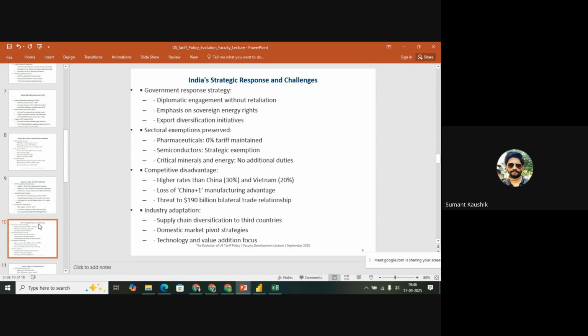Next is the part of industrial adaptation. So supply chain diversification to third countries, I have already mentioned. Some domestic market pivot strategies. And now there are the domestic reforms, such as the GST reform, through which the government has tried to increase domestic demand by reducing indirect taxes in the form of GST. In this manner, we could at least absorb some of our exports in domestic demand, which are not being sold in the US markets.